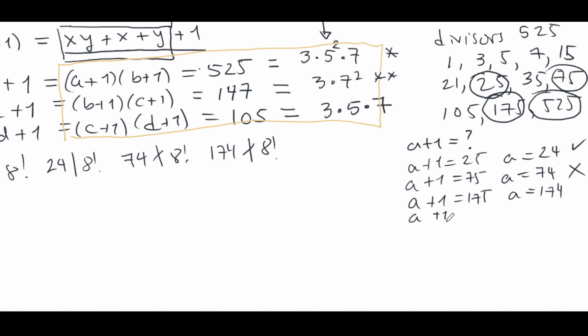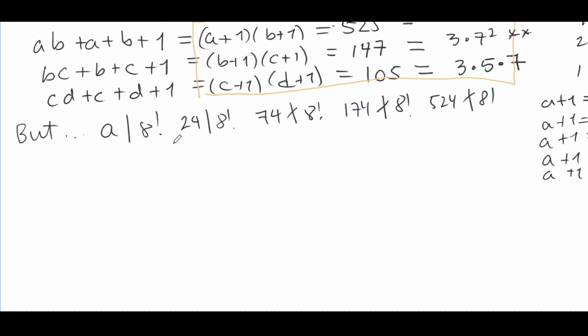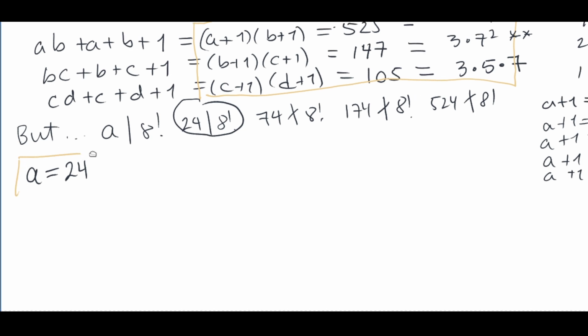And then finally, a plus 1 is 525. A is 524. This doesn't work either. 524 does not divide 8 factorial. You can check that with a calculator or with Maxima like I did, or just do it by hand, which you would have to do anyway on an AMC competition. So we've got it. This is the only one that works. So A is 24. There's no other possibility. We've done it.